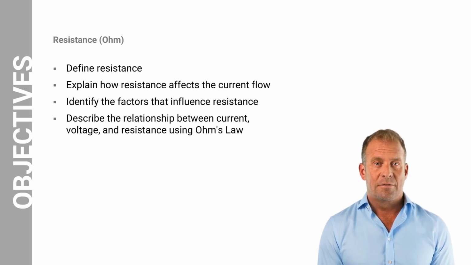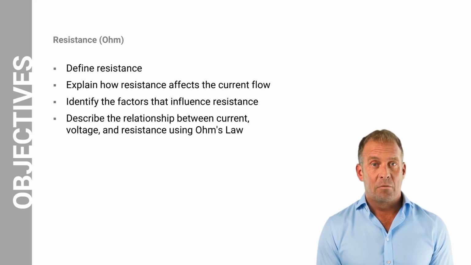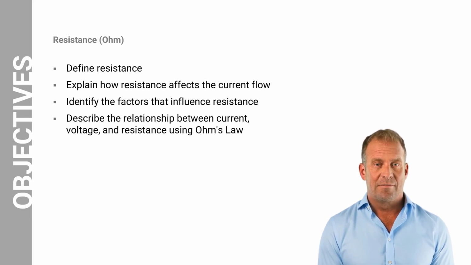Let us look at our lesson objectives. By the end of this lesson, you will be able to define resistance and explain its role in BEV operation. Next, you will be able to explain how resistance affects current flow in a BEV's electrical system. You will also be able to identify the factors that influence resistance in a BEV's components. Finally, you will be able to describe the relationship between current, voltage, and resistance in BEV circuits using Ohm's law.